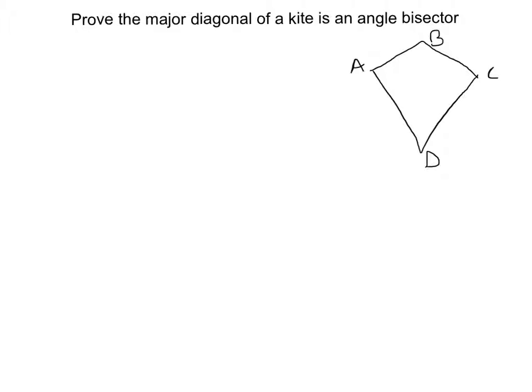I'm drawing the picture with step 1. Step 2 is going to be to label the known parts. I'm dealing with a kite, so those two top ones are congruent, and these two bottom ones are congruent. Now I'm looking at a major diagonal, and I want the one that's an angle bisector. So the major diagonal is this one going down this way.